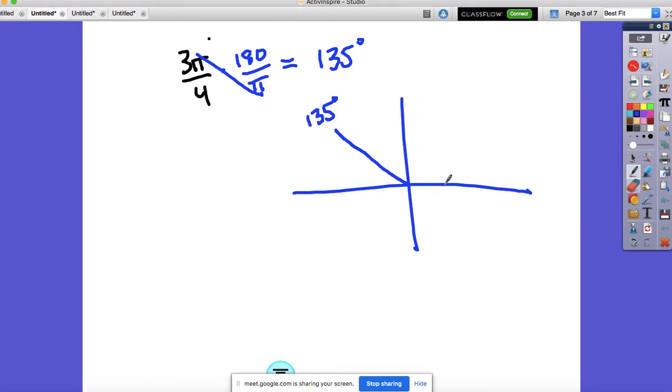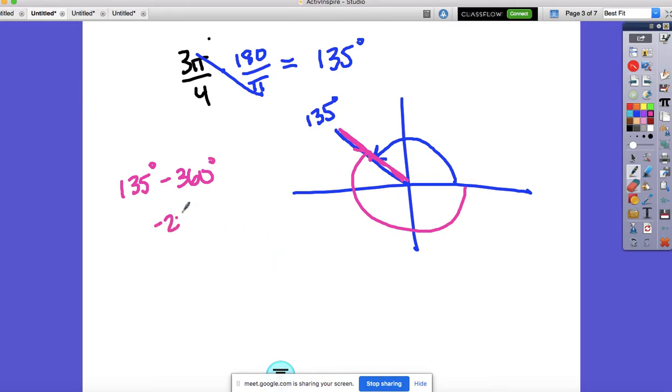So any coterminal angle is going to land in that exact spot. So straight up, 135 degrees goes counterclockwise. I could go this direction and I'm still going to land here. So if I did 135 minus 360, I would get negative 225.